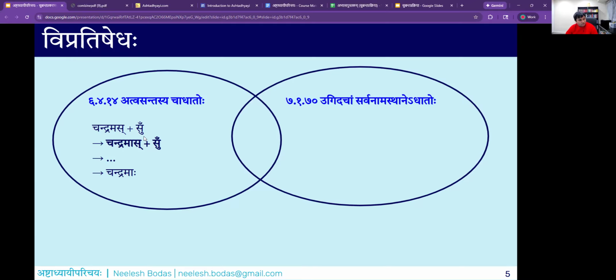The example that we got in the class yesterday was Chandramas plus Su. Chandramas is not an Ugit word, so Ugidacham Sarvanamasthanya Dhatoho has no business to come over there. Therefore, with Chandramas plus Su, you simply do an Akara by Atvasantasya Chadhatoho, and you get Chandramaha. This is a place where Atvasantasya Chadhatoho has its independent place for execution. The same thing can be said about Ugidacham Sarvanamasthanya Dhatoho. If you take the Prathama Dvivachan of the Bhavat word, Bhavat plus Au, now there is no Su Pratyaya.